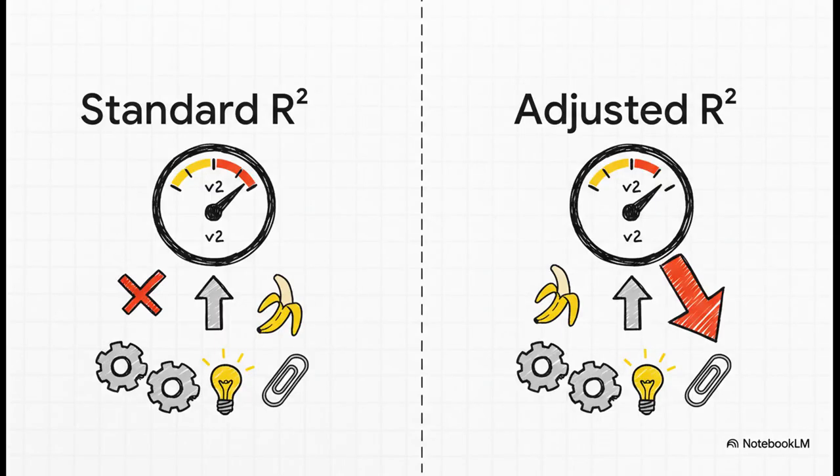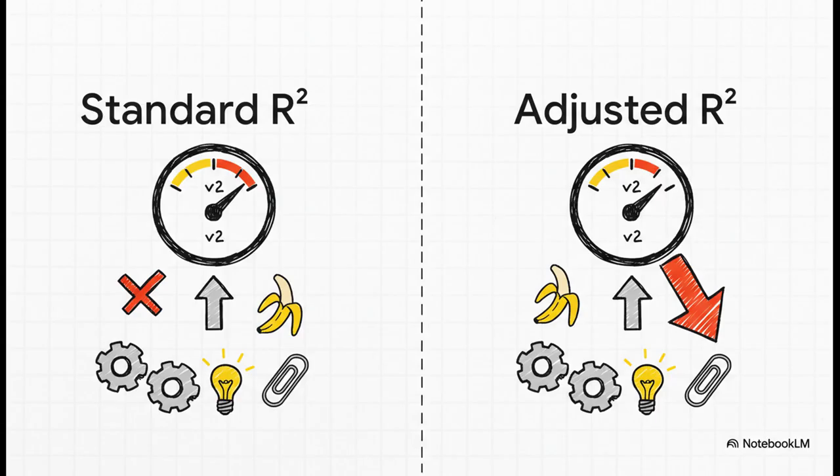But hang on, a quick word of caution here. If your model is using more than just one input variable, you absolutely need to look at the adjusted R-squared. Why? Well, because the regular R-squared will almost always go up every time you add a new variable, even if that variable is completely useless. Adjusted R-squared is smarter.